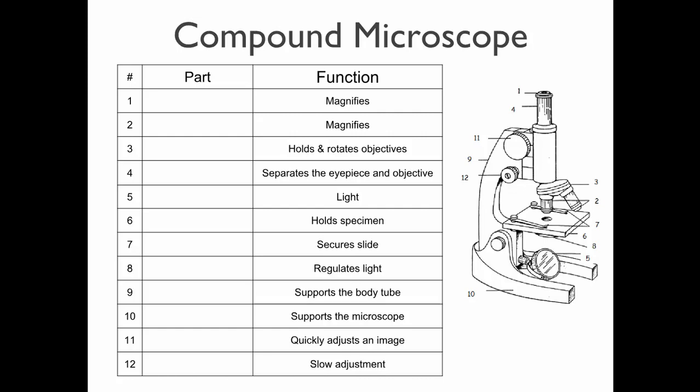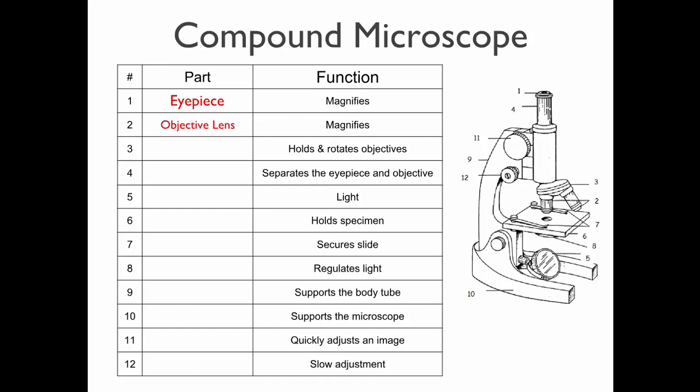So, the compound microscope has two lenses that magnify the image. One is here, and the other are these lenses that you can rotate through. So number one, the one you look through, is called the eyepiece. It has a lens in it that gives a certain amount of magnification. This eyepiece in our microscopes gives a 10x magnification. The other lenses here are called objective lenses.